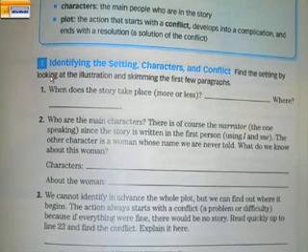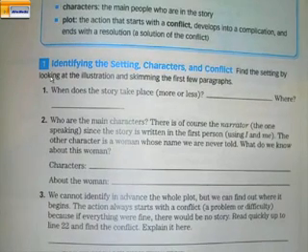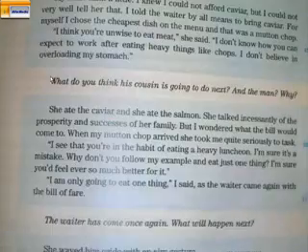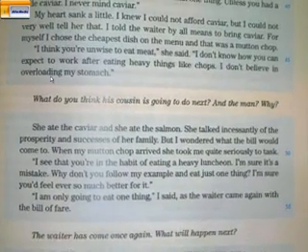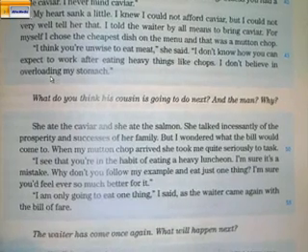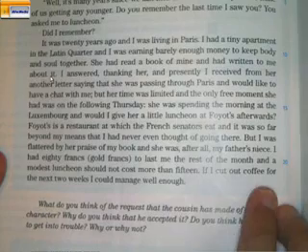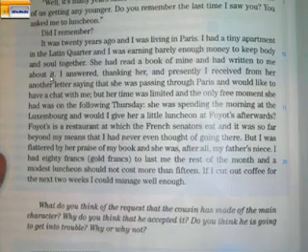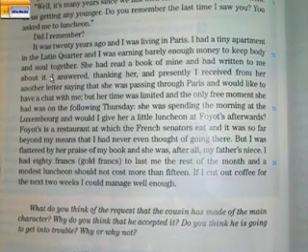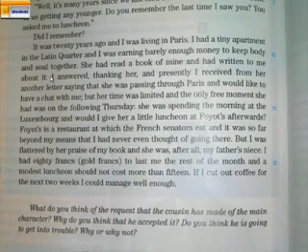It says read quickly up to line 22 and find the conflict. Explain it here. So if you read until here, line 22, you will find just where the plot begins.